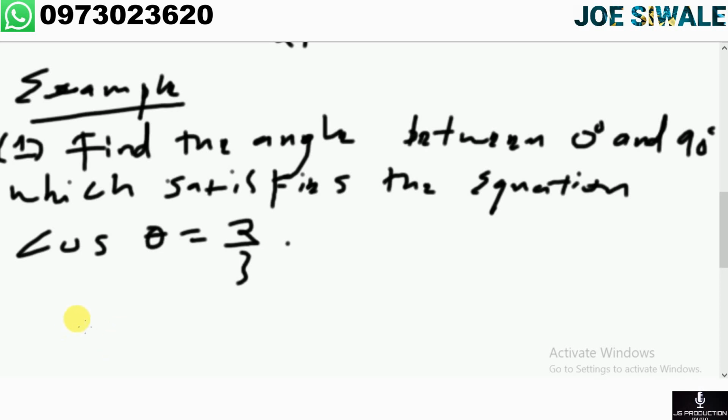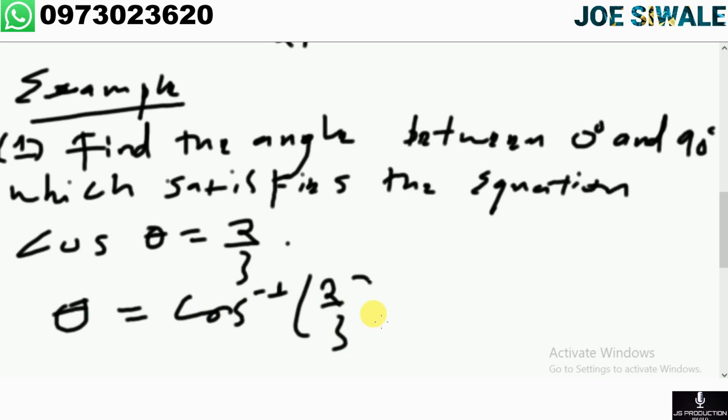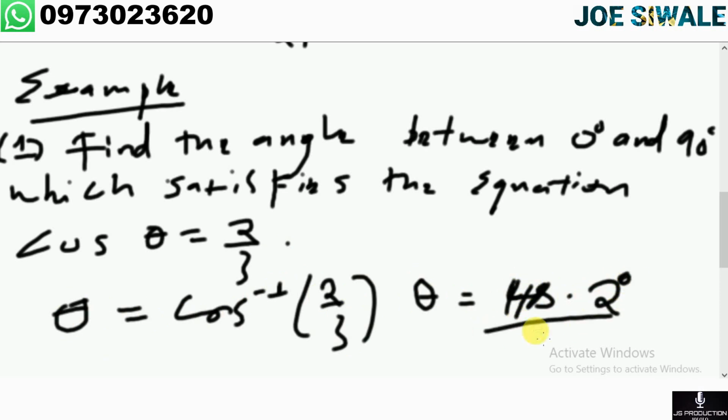So to find the value of theta there, we just say theta is equal to cos inverse of 2 over 3. So theta is equal to 48.2 degrees. So that's 48.2 degrees. Let us look at the second example.